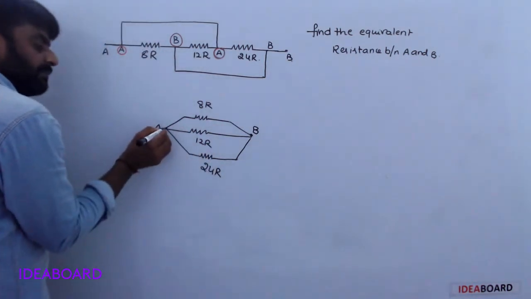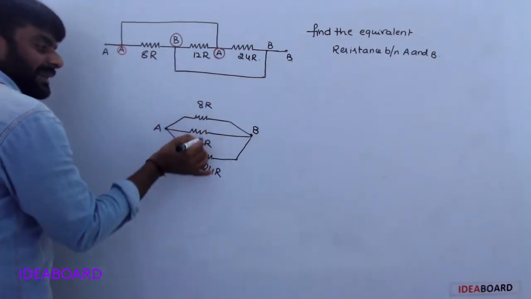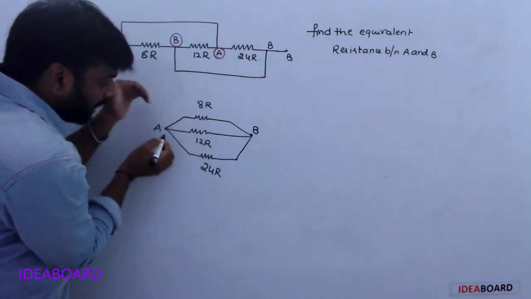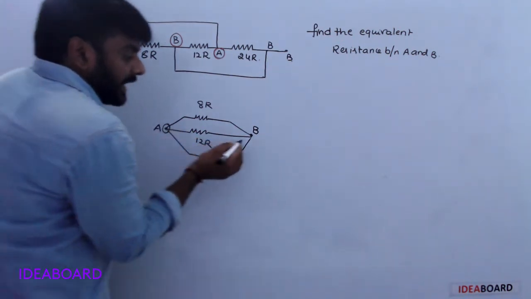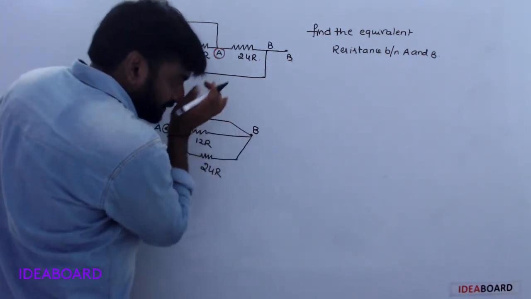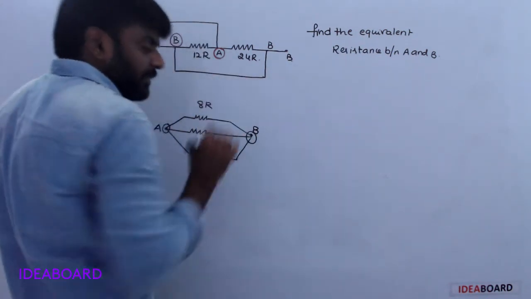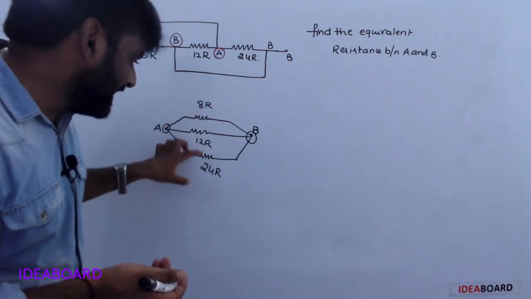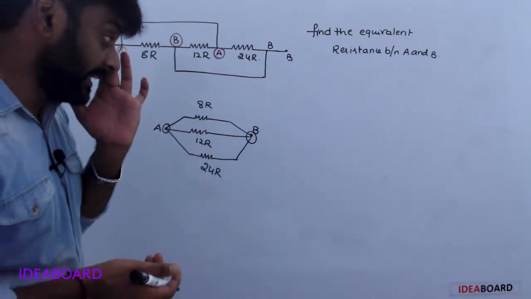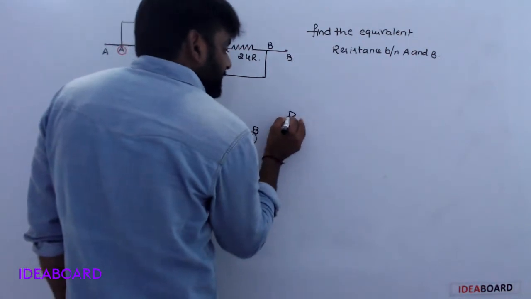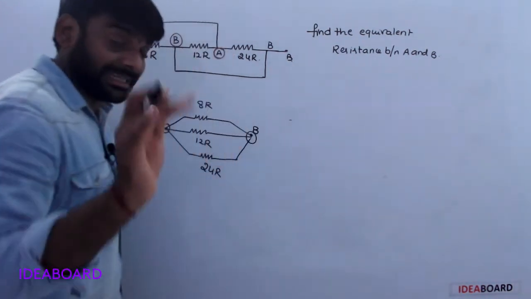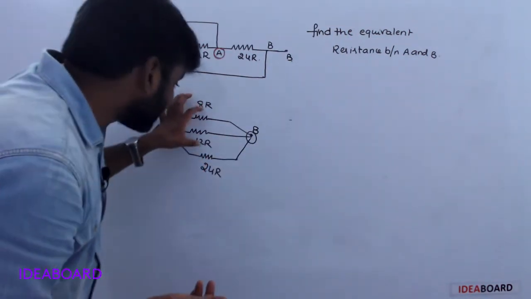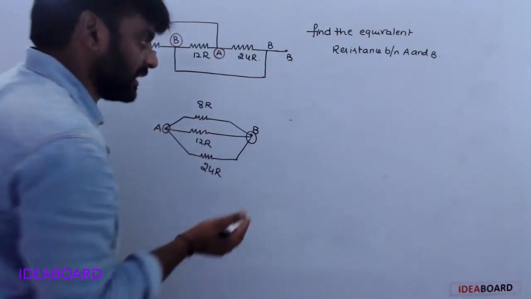See this combination: one side terminals are at one common point, and the other side terminals are also at one common point. That means these three are in series. Sorry, these three are in parallel, not series.